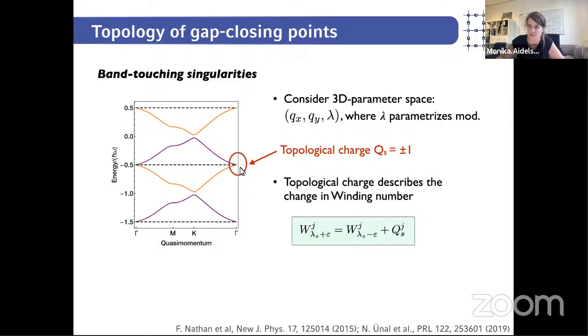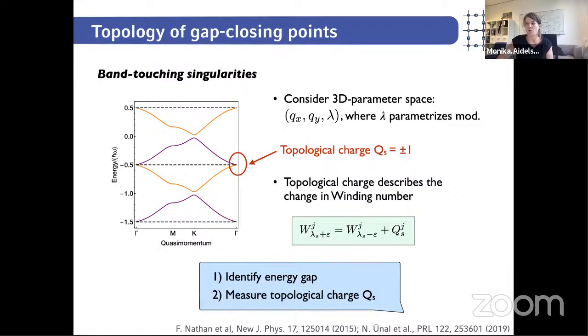So in this case, if there's a gap closing point between Floquet zones and this topological charge were to be plus 1, it changes the winding number in this gap by plus 1. So if there was no edge mode before, after this gap closing point, we would have one edge mode between Floquet zones. And since for this type of gap closing points only the sign of the topological charge is relevant, it's enough to extract the sign of this topological charge from experiments.